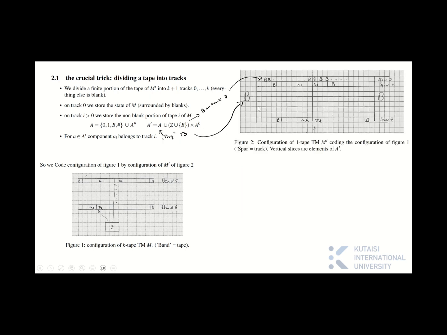And so here is the picture, again, the same picture I drew. On the first track you have the state and all blanks. On the second track you have whatever happens on the first tape. On the third track you have whatever happens on the second tape, and so on. On this picture it's called a spur, or a track, these are the same things. So you're simulating this situation this way.